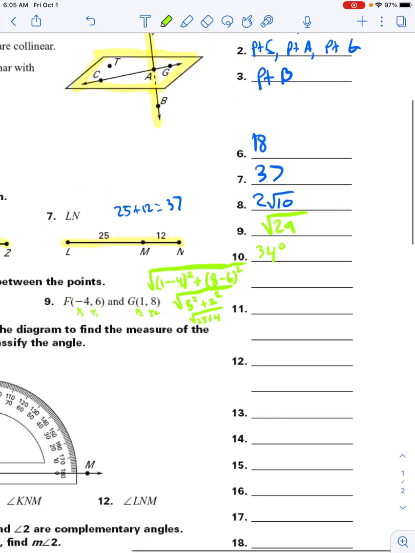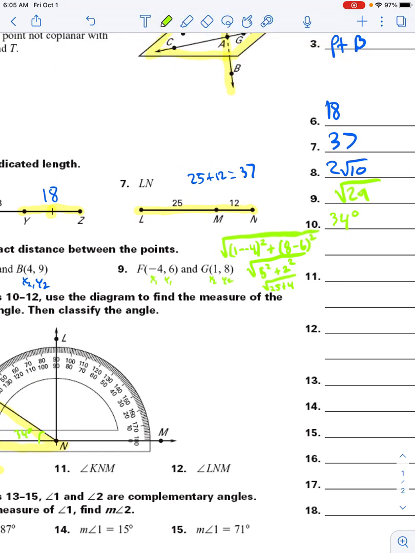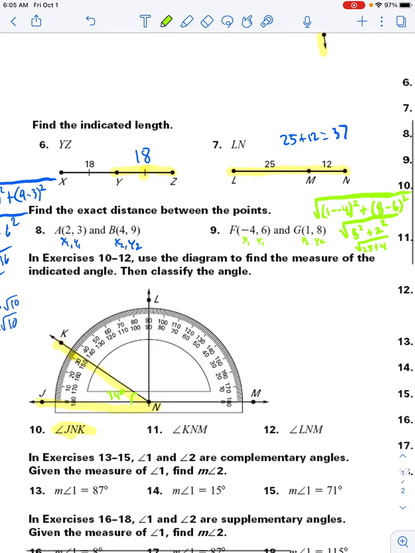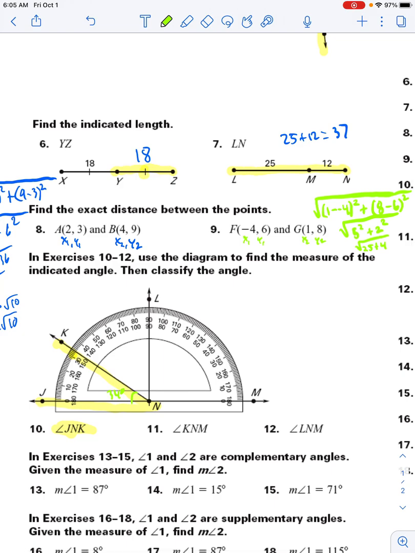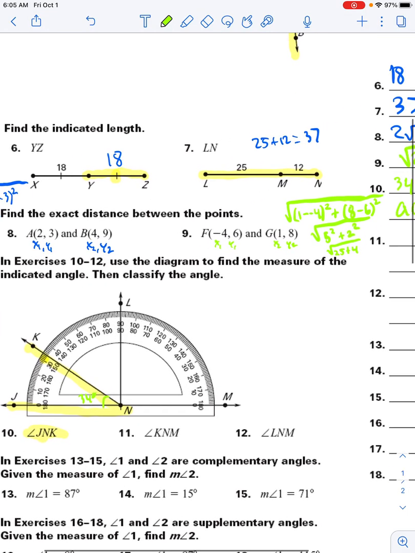I don't know why there's an extra line here. Then classify the angle. Okay. Then classify the angle. So that would be an acute angle because it is smaller than 90 degrees.